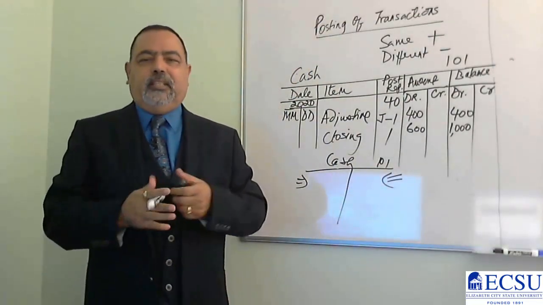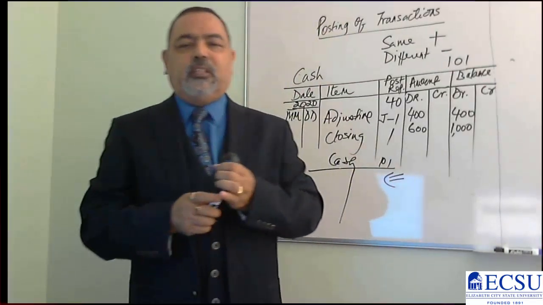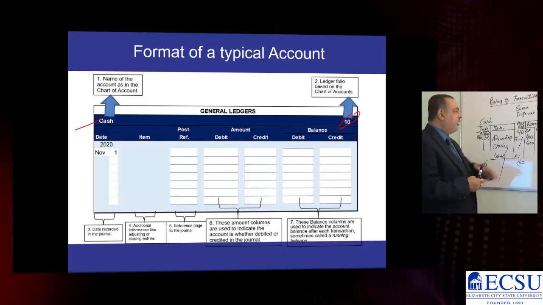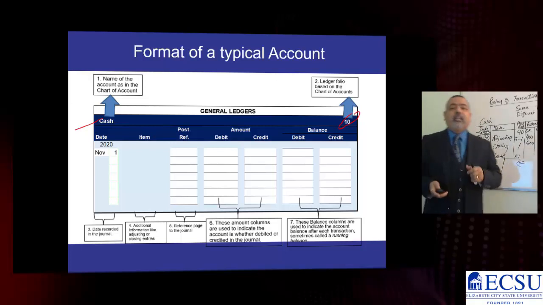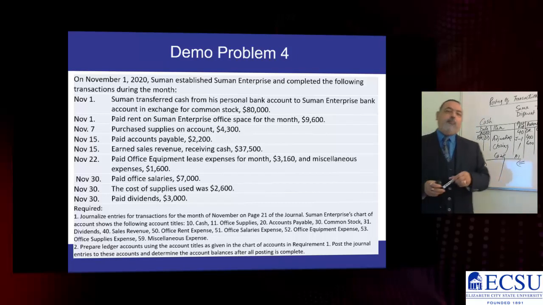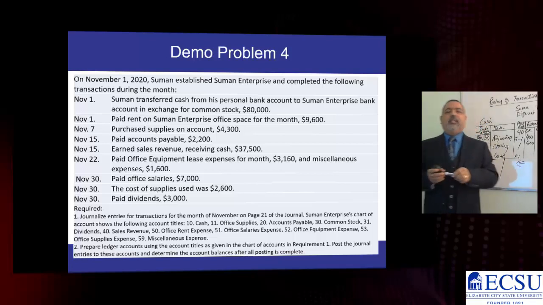So the balance columns are used to indicate whether the account has a debit balance or a credit balance, and we will be calculating a running balance, as you just saw here. So that is the format of a typical account. Now I'm going to show how posting is made. Let's just take the problem.